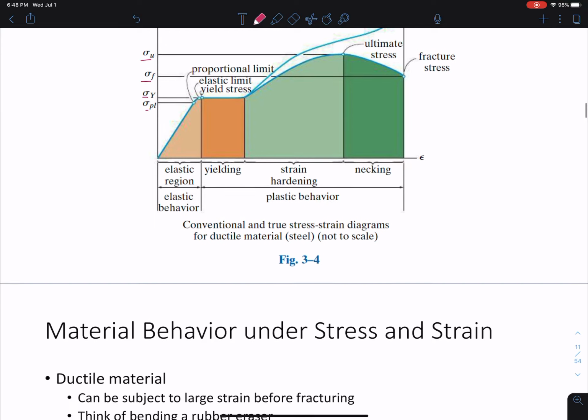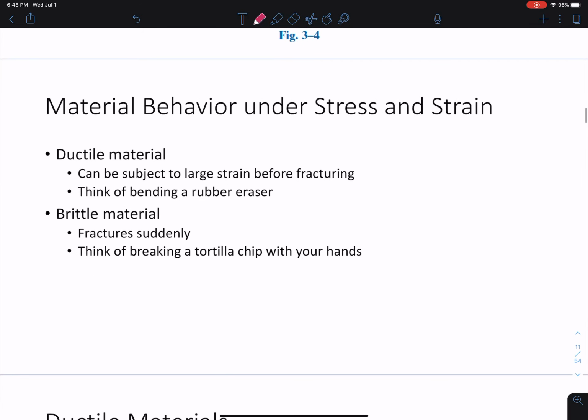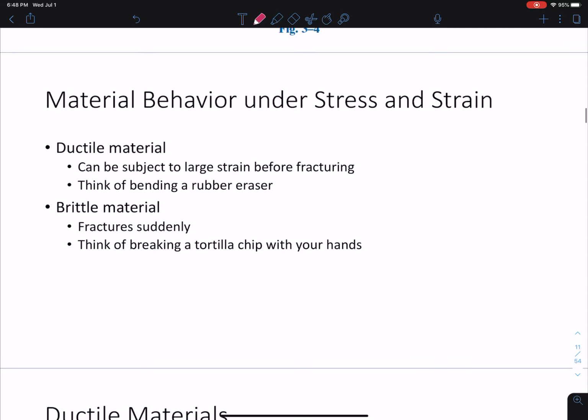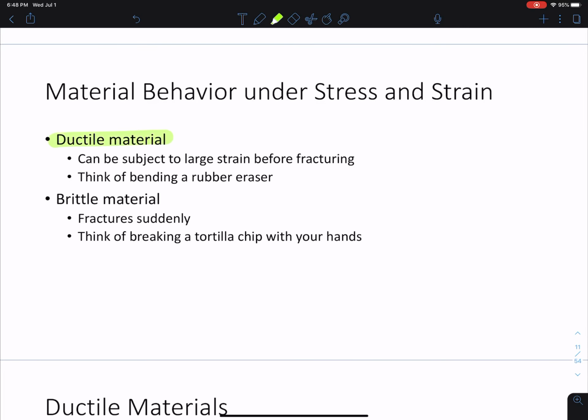Okay. So now let's talk about material behavior under stress and strain. Again, we have these two types of categories for materials. We have ductile materials and brittle materials. An example again is steel for a ductile material, and you want to think of a rubber eraser, a gummy worm, those kinds of things. Brittle material doesn't give you as much of a warning, and you want to think of just snapping a tortilla chip in your hand, or breaking a glass plate.